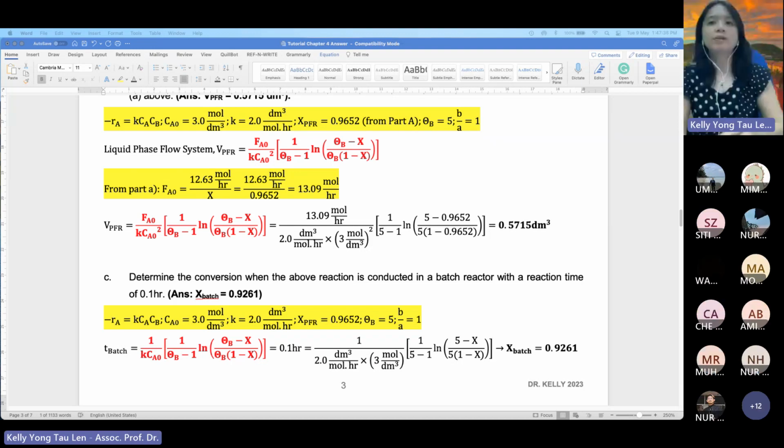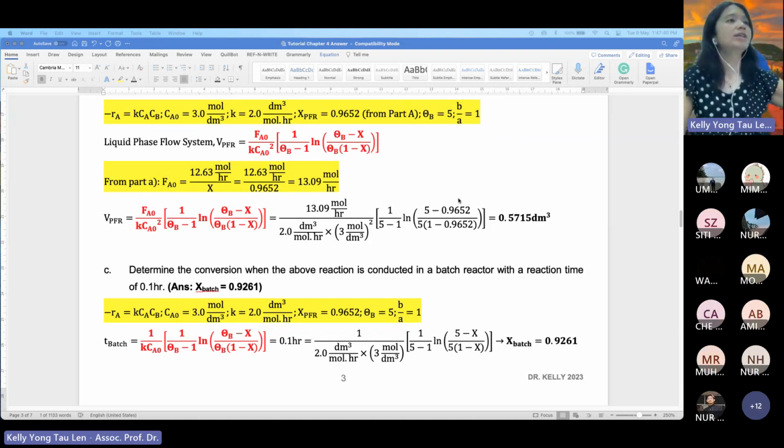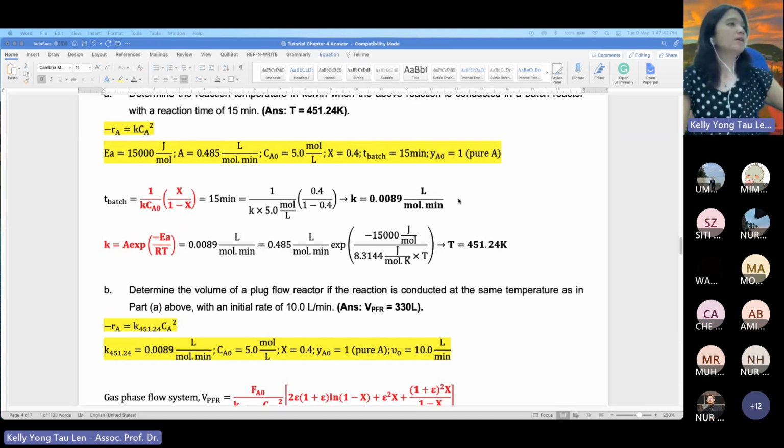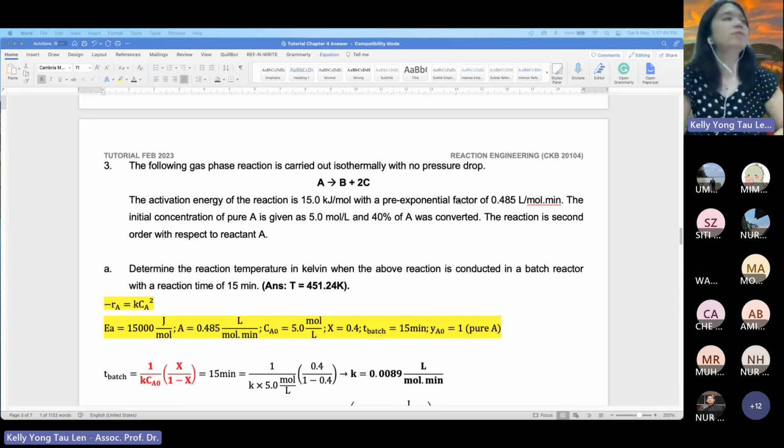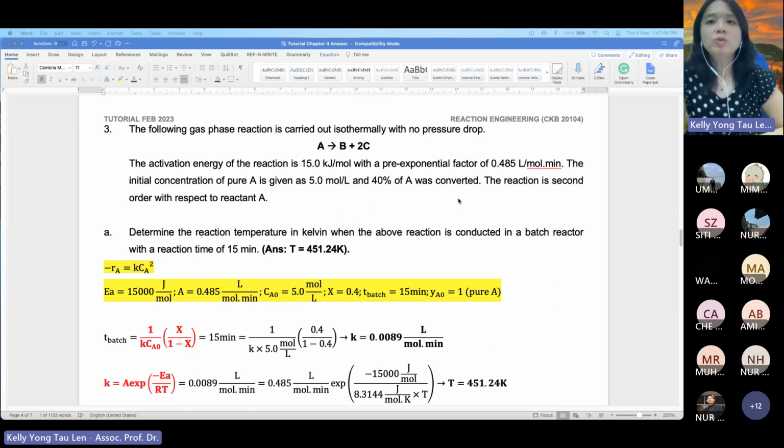Okay, so we come back to the next question. We go to question number 3. Now we go to a gas phase reaction. Before this we were always doing liquid phase. Now we go to slightly harder: the gas phase reaction.